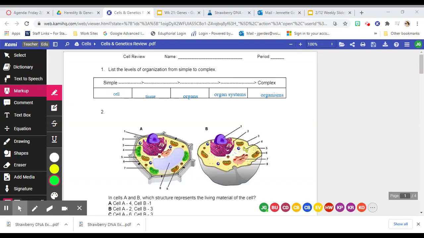Okay, guys, we're going to go over the cell and genetics review. So number one, I have the answer marked for you. It says simple to complex. These are the levels of organization.